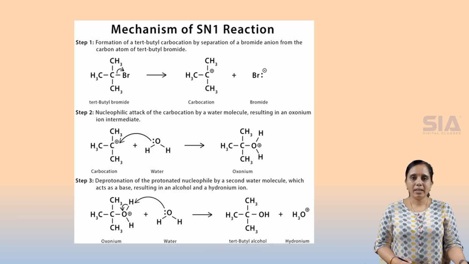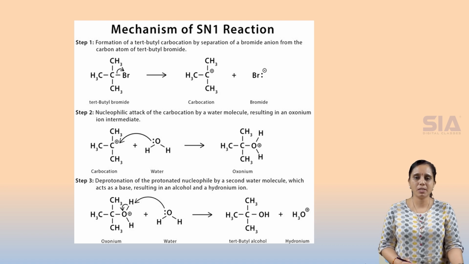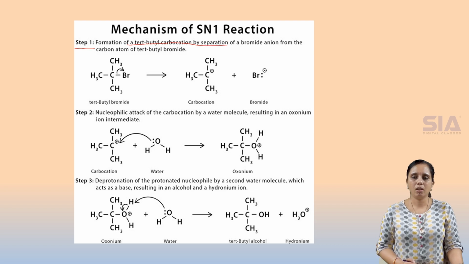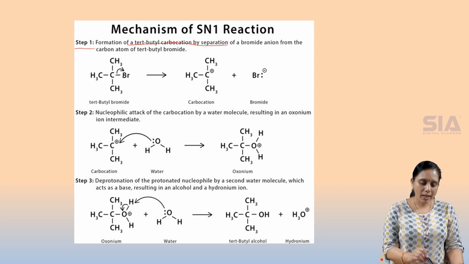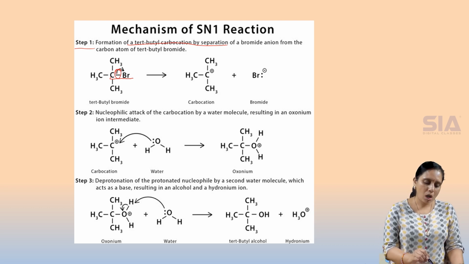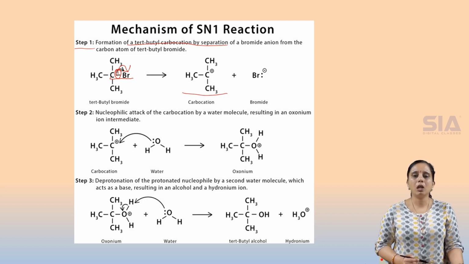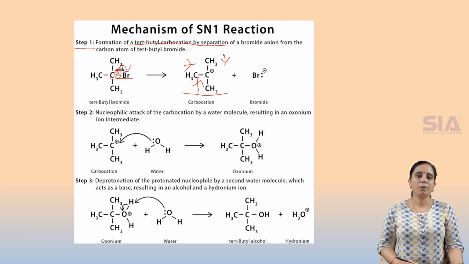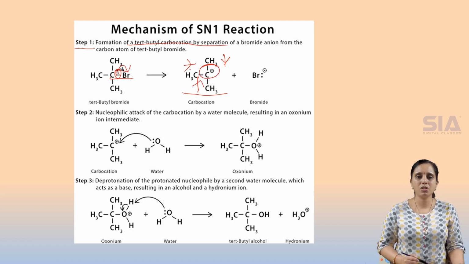So let us get into the mechanism. The mechanism involves 3 steps here. Step 1 is the formation of tertiary butyl cation. Due to the polarity of the bond between carbon and bromine, the bond pair of electrons is shifted onto the bromine and we get a tertiary carbocation. Tertiary carbocations are highly stable due to 3 alkyl groups which are electron releasing in nature. They stabilize the positive charge present on the carbon and hence they are highly stable.